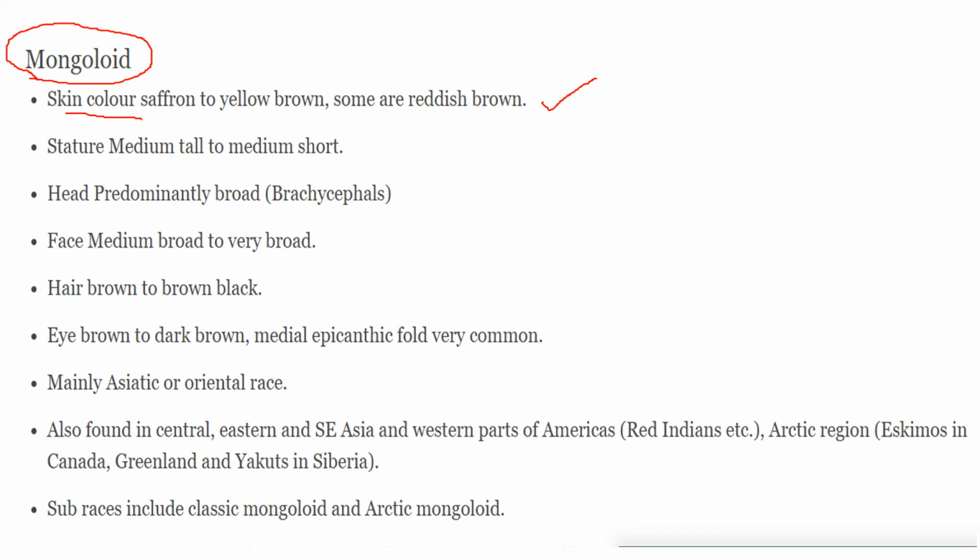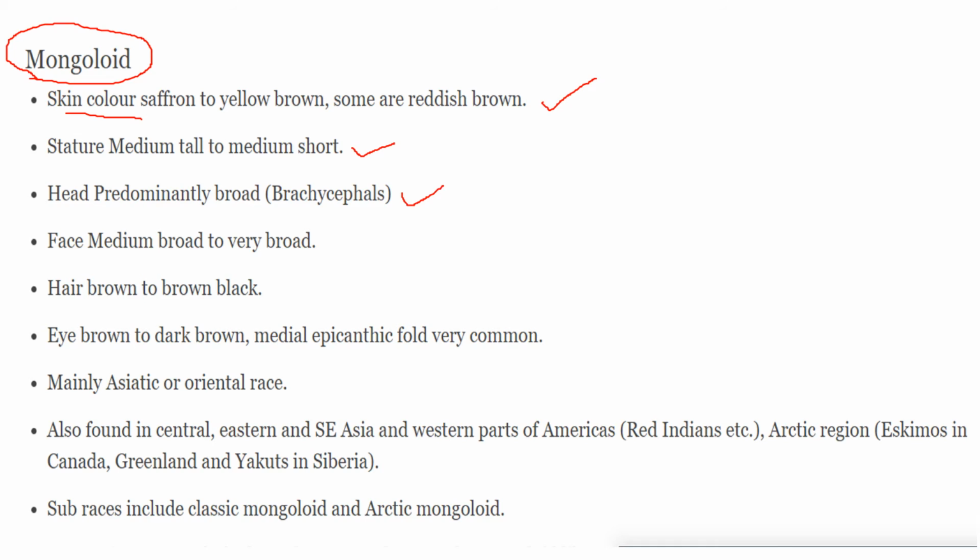Then another characteristic of the Mongoloid race is that the stature is medium tall to medium short. Mostly their height is comparatively, if you compare with the Negroid and the Caucasoid, you can clearly identify that they are too short compared to both types of races. The head is predominantly broad.